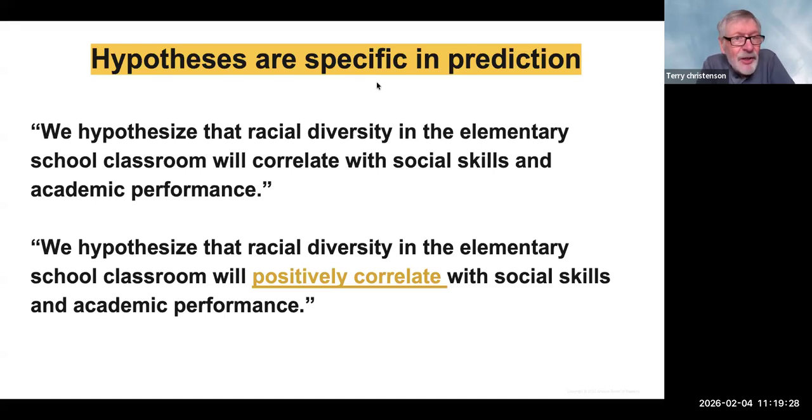So this should be stated differently. We hypothesize that racial diversity in the elementary school classroom will positively correlate with social skills and academic performance. I'm just noticing now in this example the words "racial diversity." We're going to talk about those very words in a few minutes. But the idea here is to be specific with the prediction in your hypothesis. Otherwise, it's not a hypothesis if there's no prediction there. This is another research question. Next slide, please.